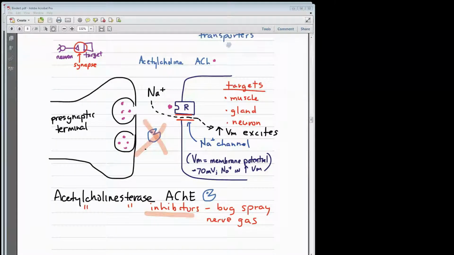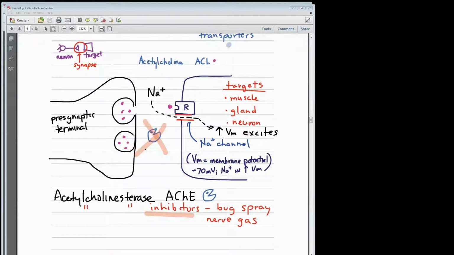Acetylcholinesterase is different from, and we're going to actually skip serotonin because it's identical. Okay, it's identical to this. You can look it up on your own. Acetylcholinesterase chews up acetylcholine and breaks it down into acetic acid and choline.